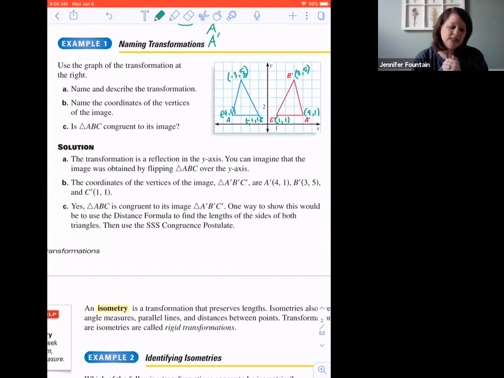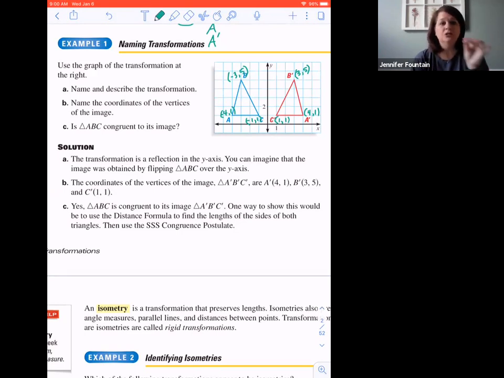And then letter C says, is triangle ABC congruent to its image? Remember the word congruent means that it is equal to, or measures the same. That means that each of the lengths of each side of my triangle are exactly the same. And so yes, that is true. It says one way to show this would be to use the distance formula. So if I wanted to make sure, I could use my distance formula and plug that in to show that each length stays the same after it has reflected. Or I can use the side congruence postulate, showing that the three sides are congruent to the three sides of the image.